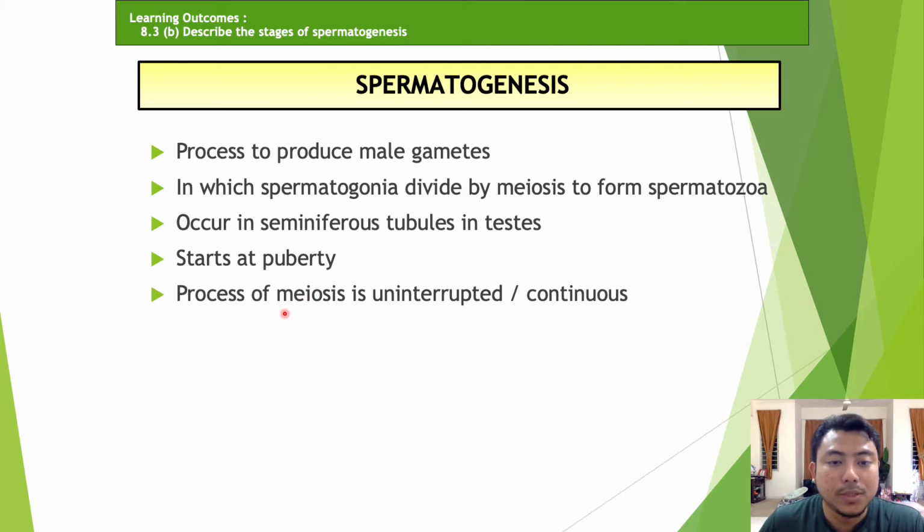The process of meiosis is uninterrupted, i.e. it is continuous. Later we're going to compare with the female reproductive system, i.e. oogenesis, where the meiosis is interrupted. We know meiosis comes in two parts, meiosis 1 and meiosis 2. For oogenesis in females, moving from meiosis 1 on to meiosis 2 is not a continuous process, so there is a waiting time. For males, the process is continuous, so that's what is meant by this sentence over here.